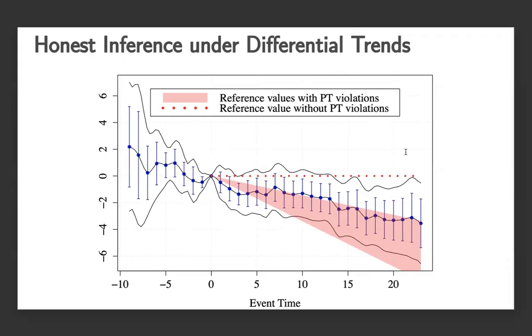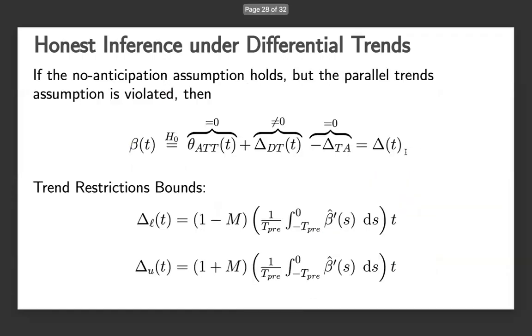As you can see, the DID parameter from the pre-treatment periods is pointing downward, and we extract the downward pre-trend and extrapolate it to the post-treatment periods and make the red cone centered around the trend, and the width of the cone is something that we control by a tuning parameter M here. So these are the second type of the bounds that we have for honest inference under differential trends. And for the specific discussion of the bounds, you could just read the paper, where they are written in detail.